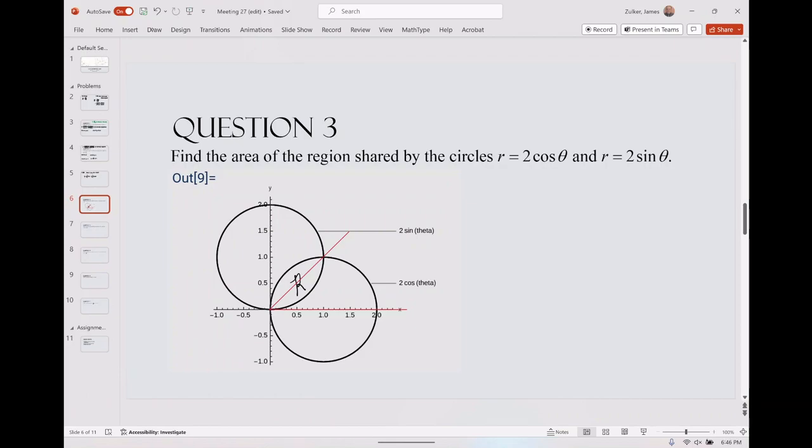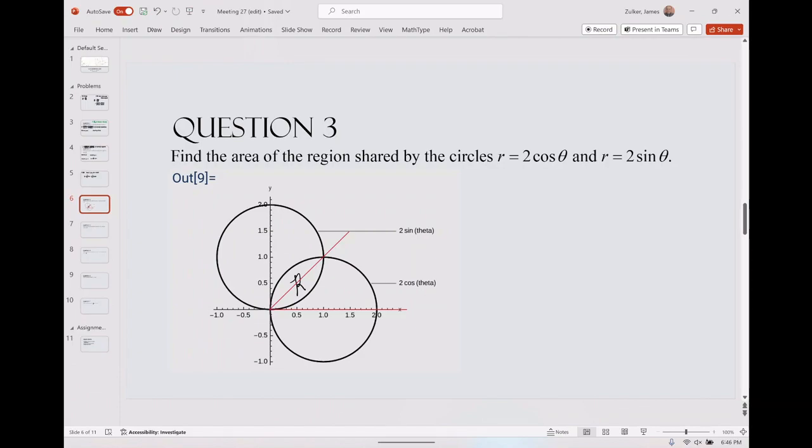Why are you doing 0 to 1? And why is it 2 sine? Should be 2 sine squared. Yeah, because remember, when you're doing area of a polar curve, it's different. It's not just the integral of the function. It's half of the integral of the function squared.